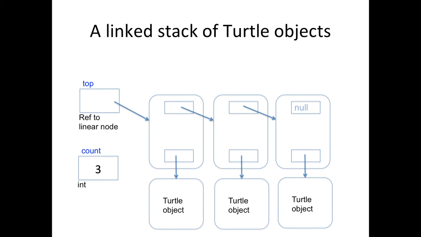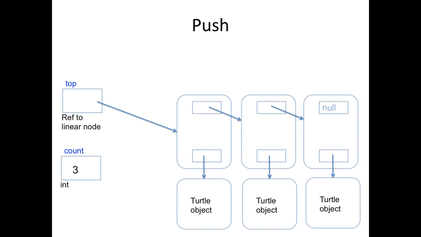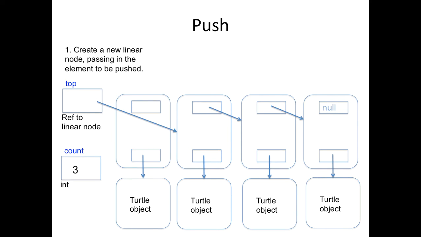So let's imagine that we want to push another element onto the stack, another turtle. How do we do this? Here is the process. The first thing that we're going to do is create a new linear node, and we're going to pass in the element that needs to be pushed onto the stack. So here's our node, and we pass in this fourth turtle object and link it into the element of our linear node.